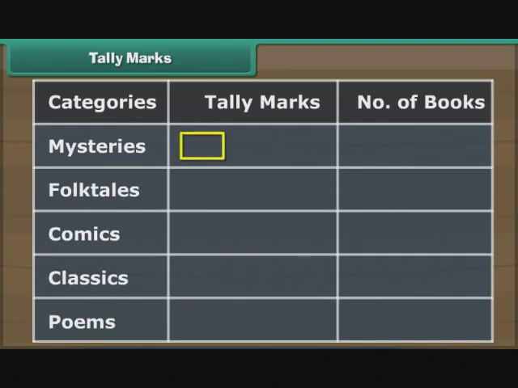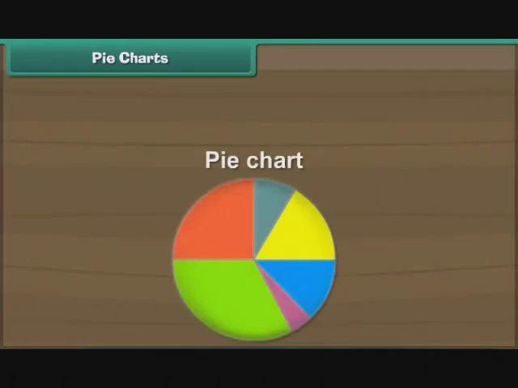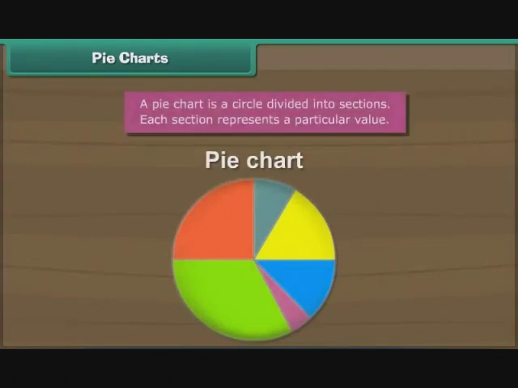Represent the 5th mystery book with a line drawn between 2 opposite ends of the rectangle. We repeat the exercise for other categories of books. The end result is a tally marks table. Pie charts. A pie chart is a circle divided into sections. Each section represents a particular value.